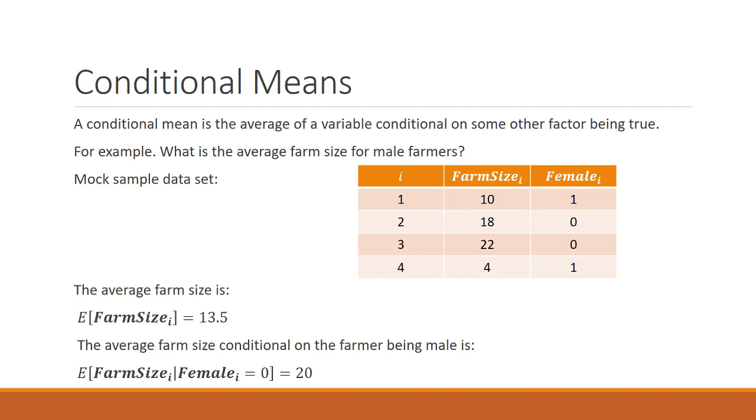And so you might be very interested to know, on average, male farmers have this much more land than female farmers. In fact, we could probably do our conditional mean right here in our head. We know the conditional mean for male farmers is 20. What's the conditional mean for female farmers? That would be 10 plus 4 divided by 2. That's 7. Wow. Male farmers on average have 13 more acres of land than female farmers. That could have some policy implications. That could be very interesting to us to know that. So it's important to have this concept of a conditional mean.